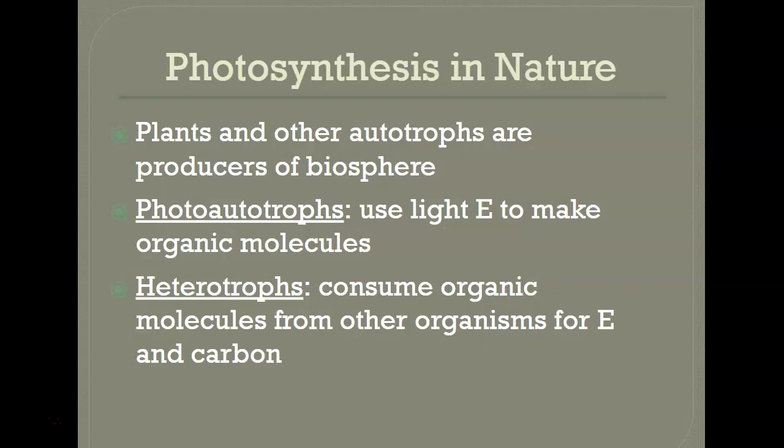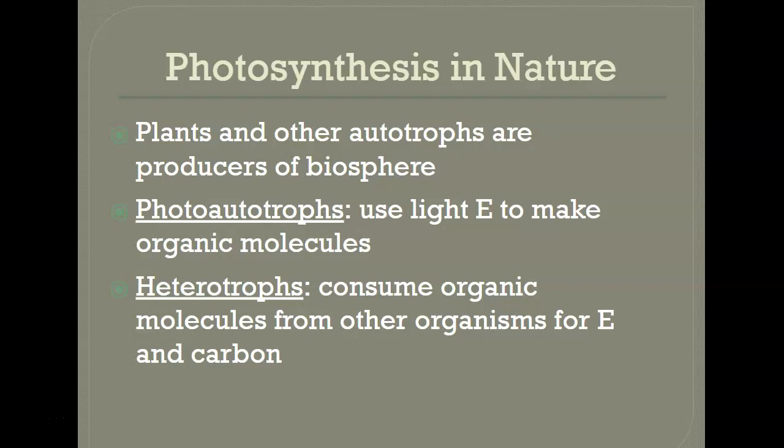So, general background, photosynthesis in nature. Plants and other autotrophs are the producers in the biosphere. What does that mean? Well, an autotroph is any organism that makes its own food. That's where the auto comes from. And in this case, plants are the source, or they produce the food because they use sunlight to turn that into a chemical energy that then we can eat. So the special category that does that is called a photoautotroph. They use light to make their own food.